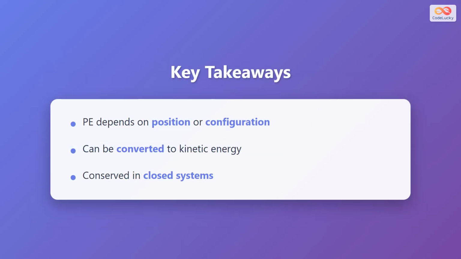Let's summarize the key takeaways. First, potential energy depends on position or configuration, not on motion. Second, potential energy can be converted to kinetic energy when conditions change, such as when an object falls or a spring is released. Third, in closed systems where no external forces act, energy is conserved, meaning the total energy remains constant even as it transforms between different types. Understanding potential energy helps us analyze everything from simple machines to complex energy systems in nature and technology.